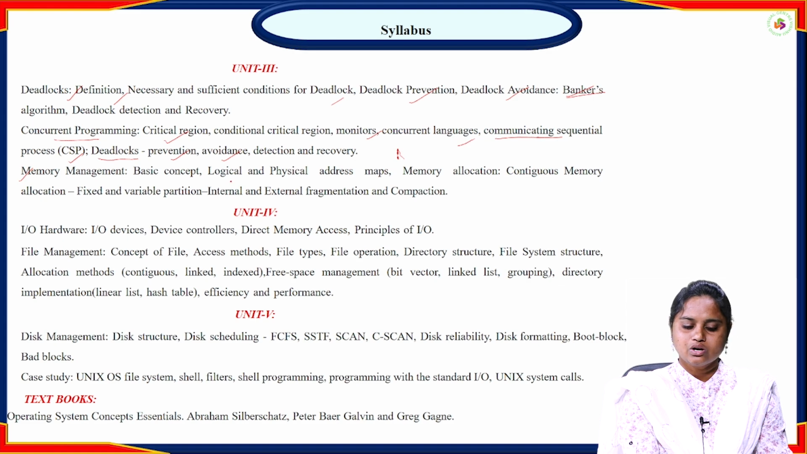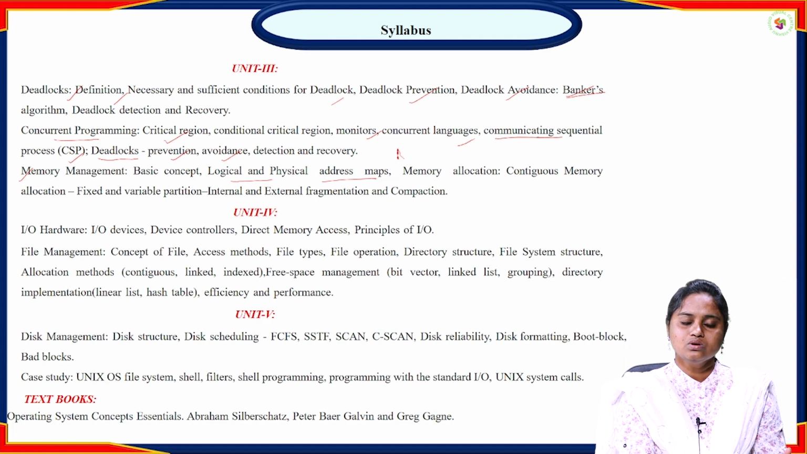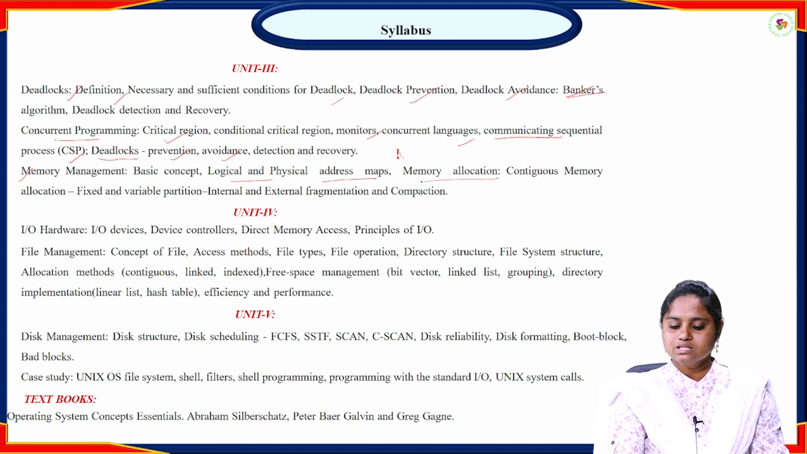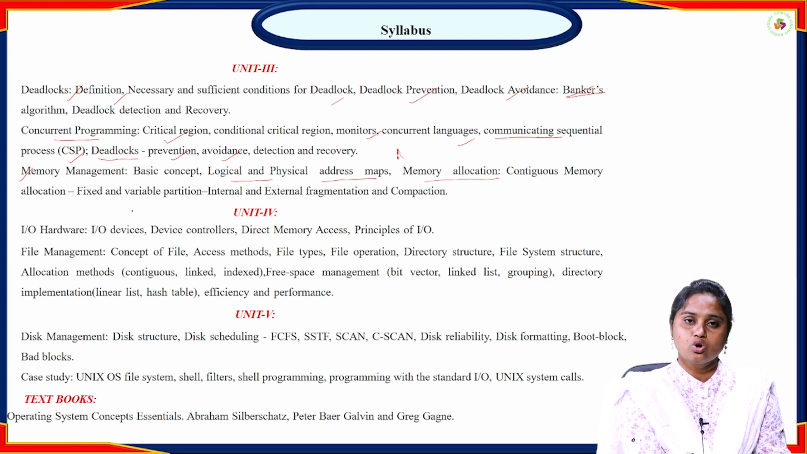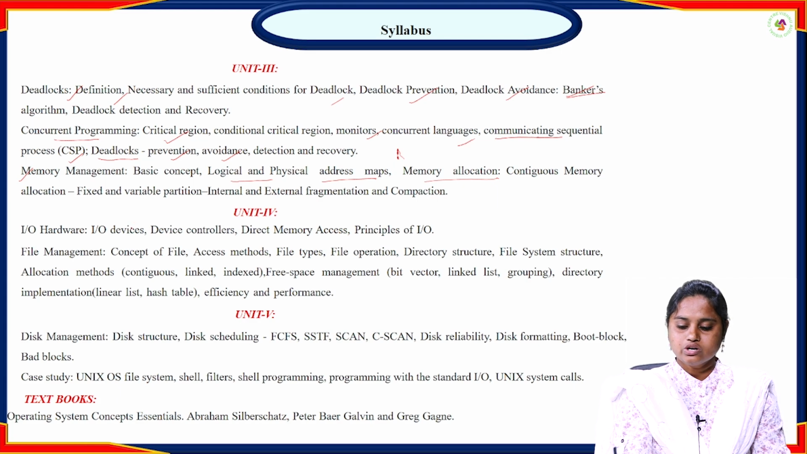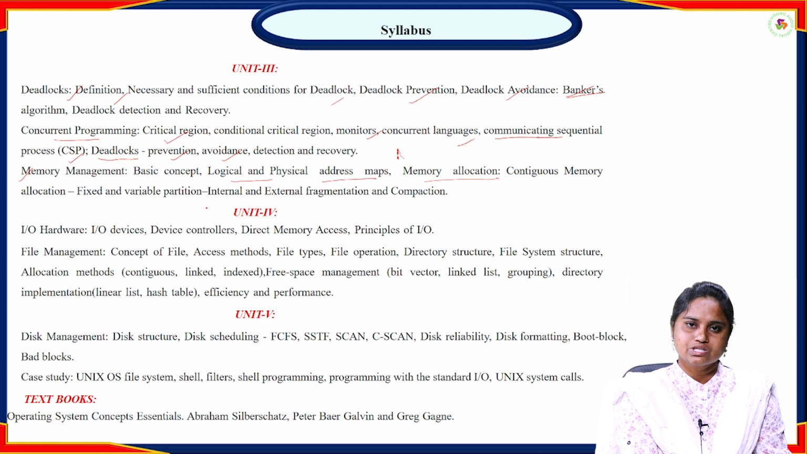And after that we have logical and physical address maps. First of all, before explaining this topic, we have to know what a logical and physical address is, the difference between the logical and physical addresses, and how the data is going to be stored in them. After that, the memory allocations. In this concept, we have two kinds of memory allocations: contiguous memory allocation and non-contiguous memory allocation. In these, fixed and variable partitions are there.